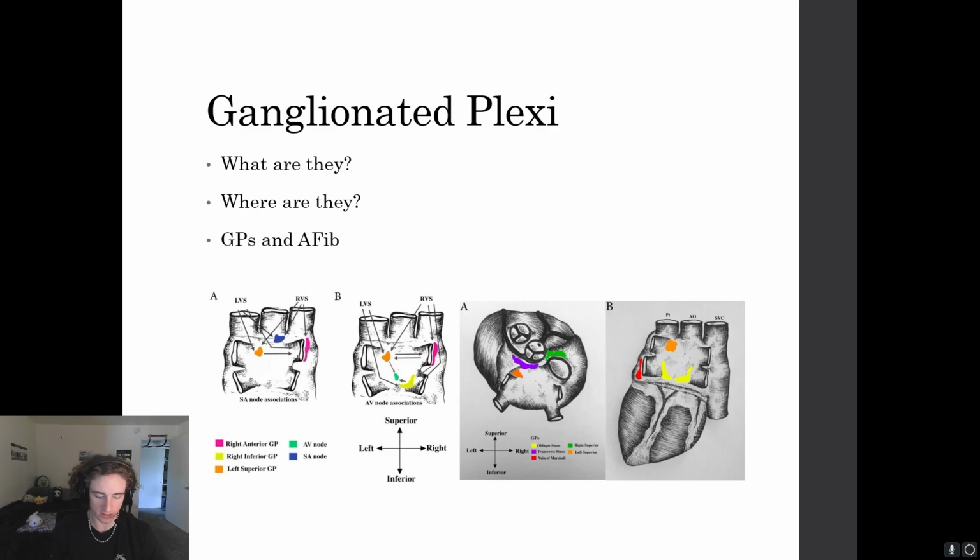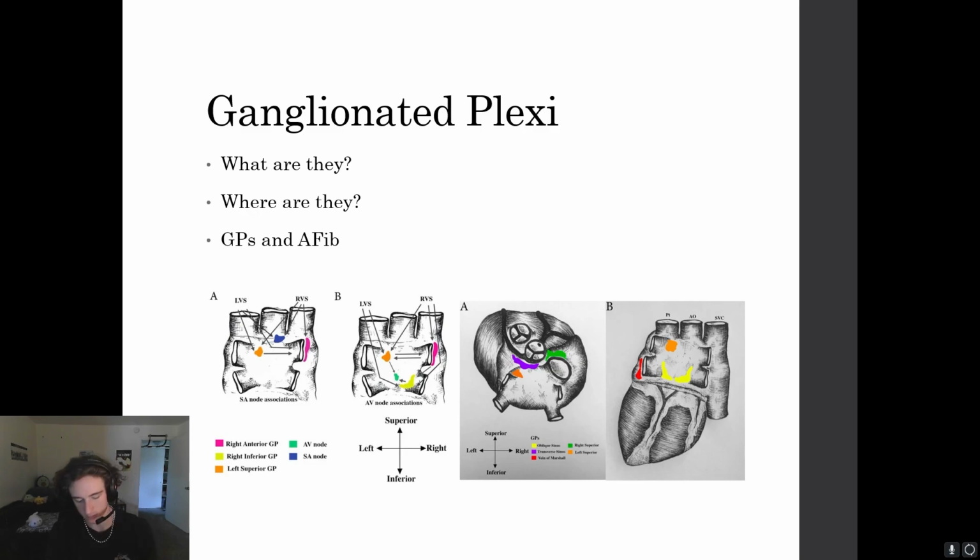But really what's going on is essentially a modulation. You have the left-sided GPs and the right-sided GPs. The left-sided ones feed into the right side, and the right-sided GPs are going to be modulating the effects of the stimulated left-sided GPs, as the right-sided ones connect to the SA node and the AV node.